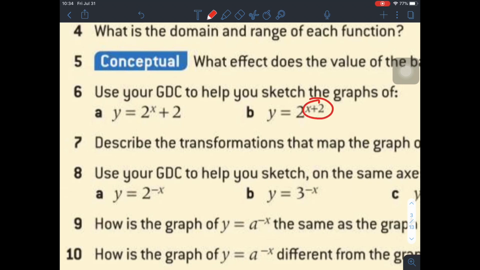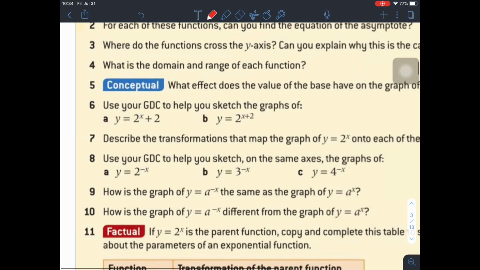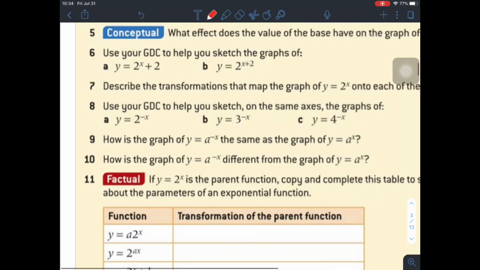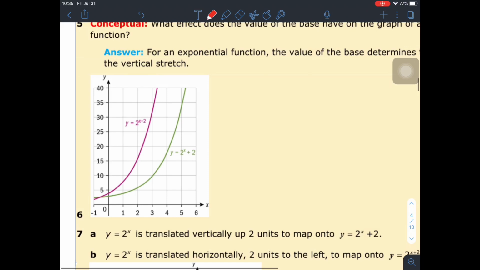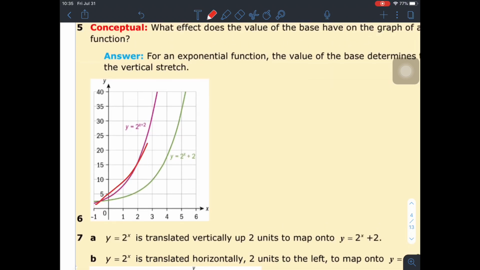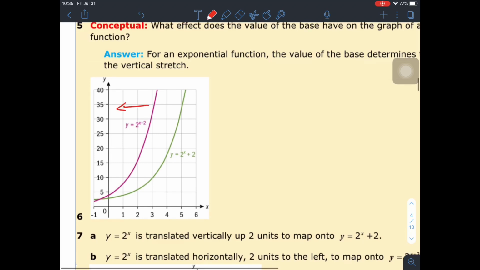In this case, when the constant number added is affecting the x, we're talking about a horizontal translation. And since this is plus 2, remember that it's 2 units to the left. Okay, horizontal translation, 2 units to the left. So that's what we should be able to see in these graphs. Okay, so if you sketch this in your calculators you would see. So the red function y equals 2 to the power of (x plus 2), you see that this function is displaced 2 units to the left, right? It has been moved 2 units to the left.